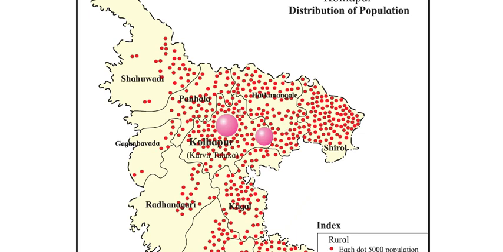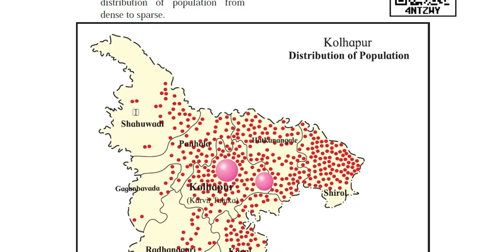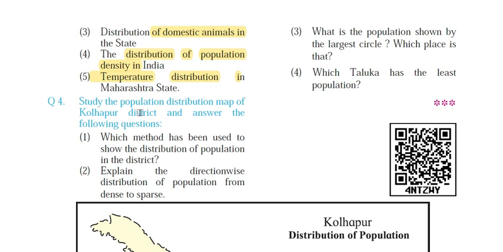Or vice versa, you can say that from east to west the density is decreasing. Population density is decreasing from east to west. In the eastern direction it is very dense, in the western direction it is very sparse. I hope it is clear to you. Let's move to the next question.